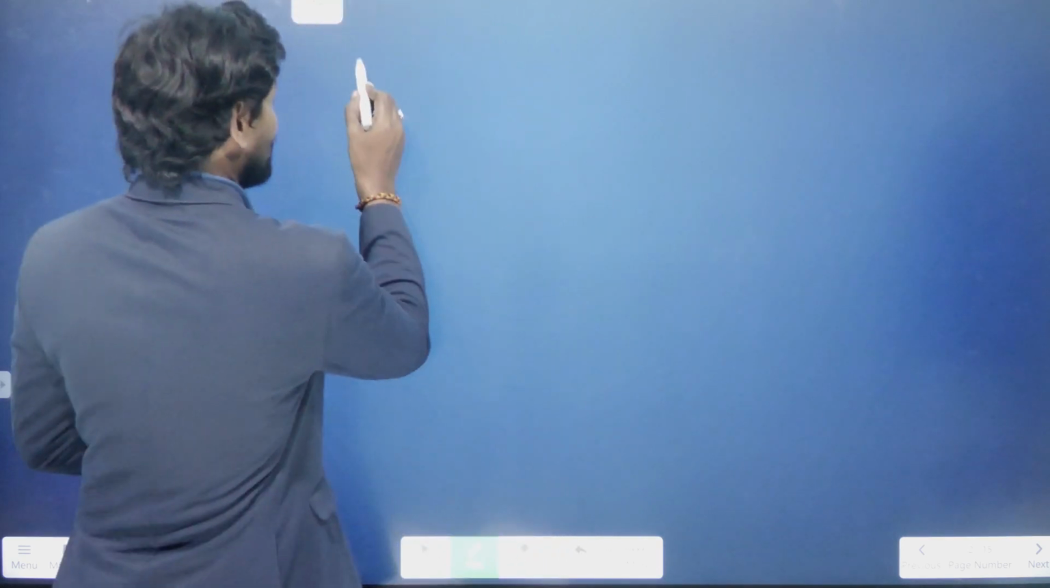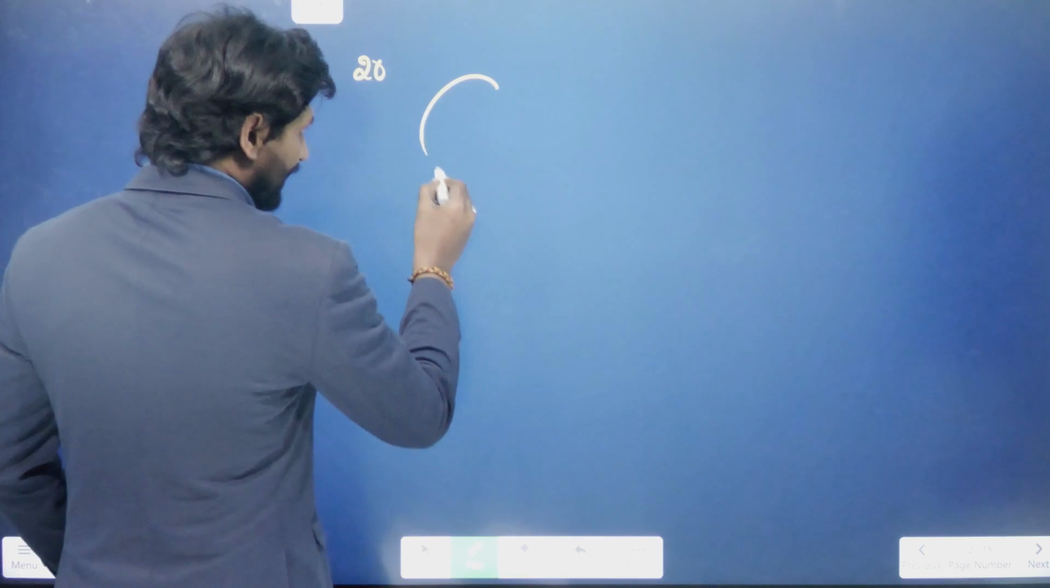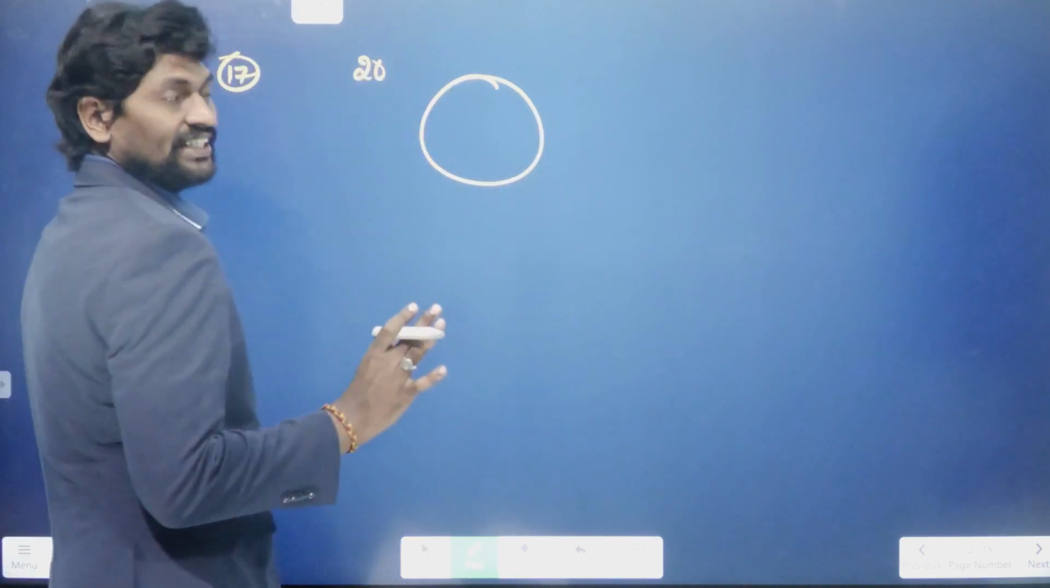So the 17th question: 20 persons are invited for a party. The different number of ways in which they can be seated at a circular table. For n persons sitting at a circular table, it is n minus 1 factorial. There are 20 members, so 20 minus 1 factorial, which is 19 factorial.